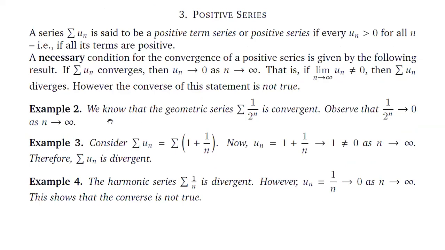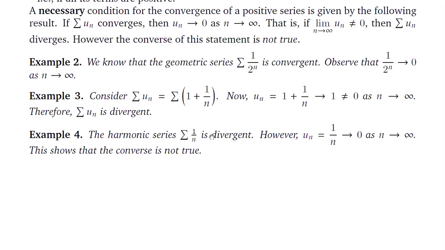Let's see a few examples. We know that the geometric series summation 1 by 2 power n is convergent. Observe that 1 by 2 power n tends to 0 as n tends to infinity. Consider one more example, summation un, which is equal to summation 1 plus 1 by n. Now un is equal to 1 plus 1 by n. As n tends to infinity, this term 1 by n tends to 0. So as n tends to infinity, un becomes 1, which is not equal to 0. Therefore, summation un is divergent.